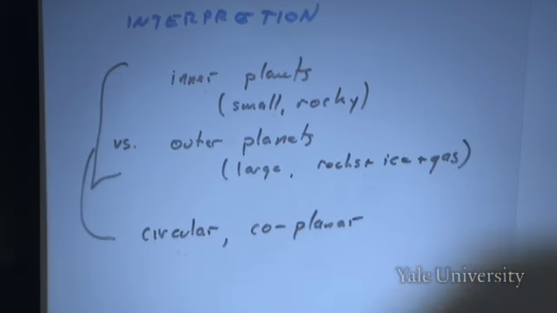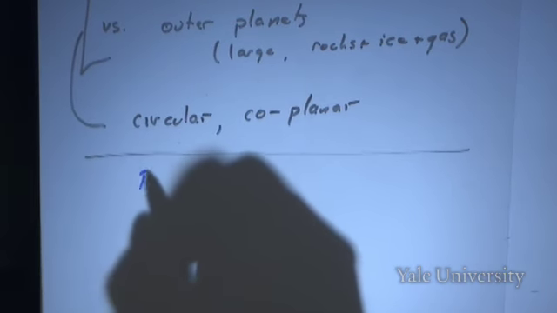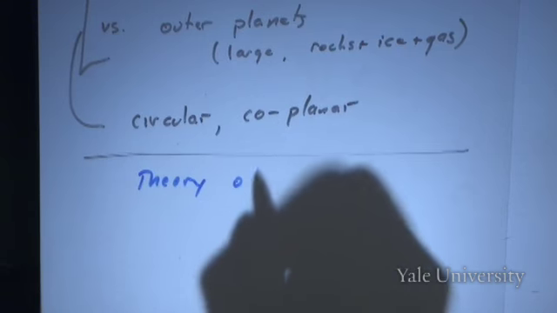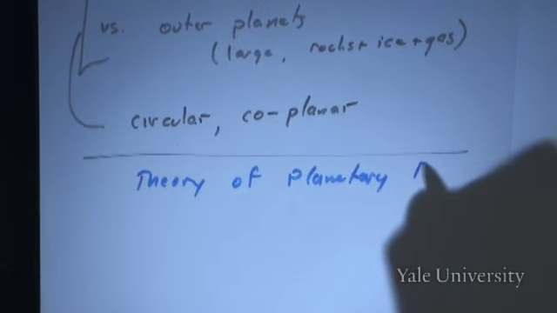Let's try for an explanation of those particular features. This would be something like a theory of planetary formation: how the planets form, and why they get that way.